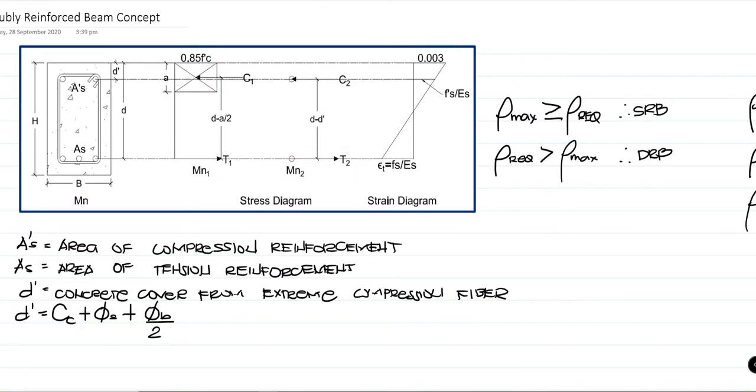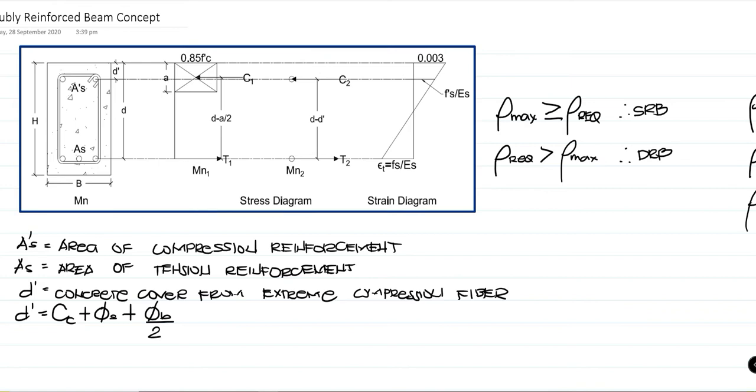Then, they have a moment arm sa first diagram. Siyempre, nandun pa rin yung D minus A over 2. And nandun yung D minus D prime for the second diagram. Kasi kaya naging D minus D prime yan kasi this is D. Tapos, babawasan mo nung D prime na nasa taas, which is the concrete cover from the extreme compression fiber.